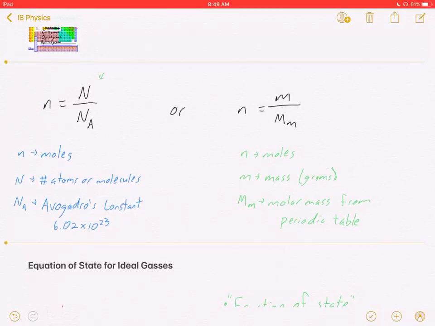This one, n, number of moles, equals capital N, number of molecules, divided by N_A, or Avogadro's constant. The one that you are also familiar with from chemistry but is not given to you in the packet: number of moles equals the mass divided by the molar mass.